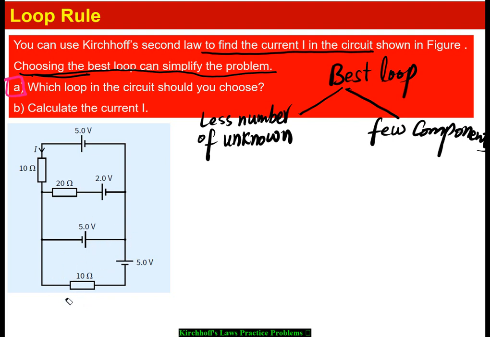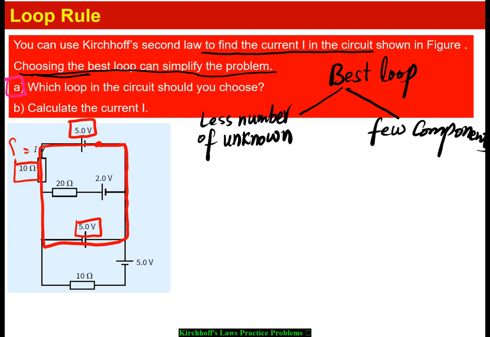So we are looking for a loop where we just have one unknown, so we can quickly find the value of current. Let's look at this loop now. Let's start from here. For this loop, we have fewer components. We have three components involved: two batteries whose EMF is given to us, and a resistor whose resistance is given, and this is our unknown that we need to find. So it's very straightforward. We have one loop, one unknown, and we can quickly find the value of current.